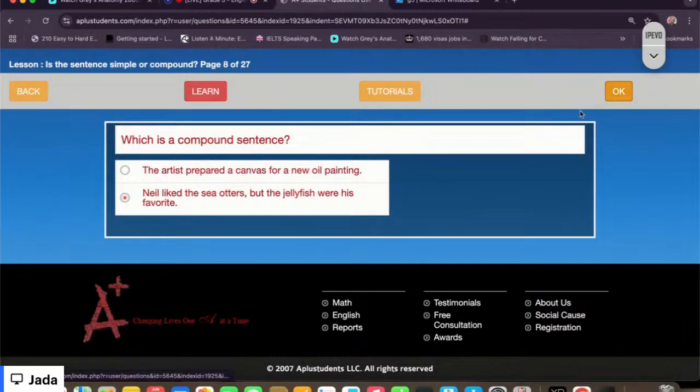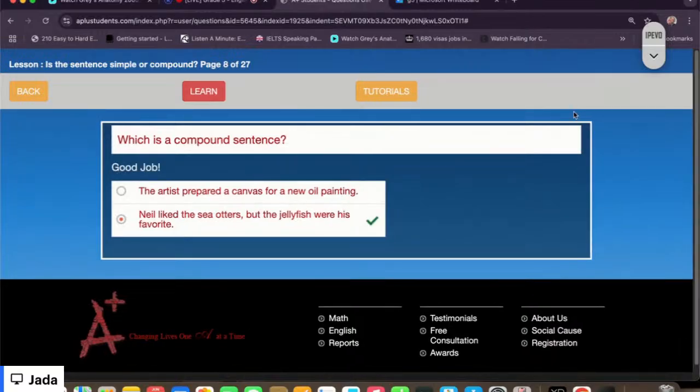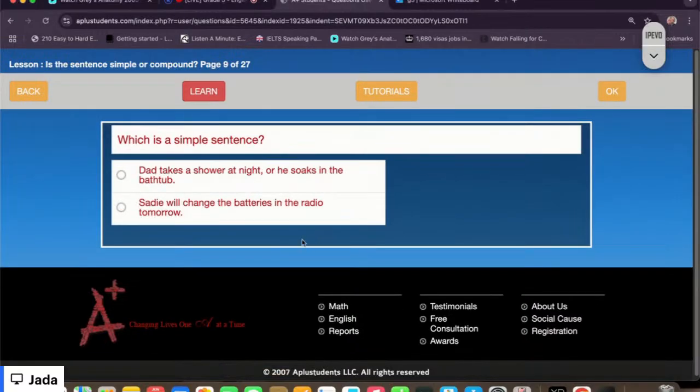Okay, so we have the second. So, which is a simple sentence that takes a shower at night or he soaks in the bathtub. Sadie will change the batteries in the radio tomorrow.